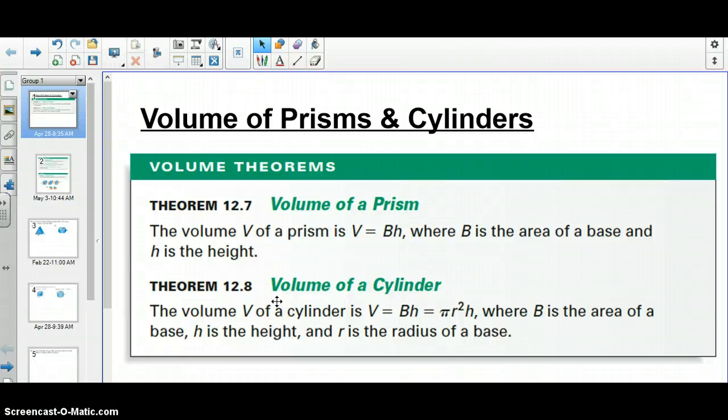Okay, today we're going to talk about volume. We've been talking about surface area and all kinds of formulas for surface area. The next thing we're going to address is volume, and so the volume of all these different types of shapes. So for prisms and for cylinders, the volume is just base times height.